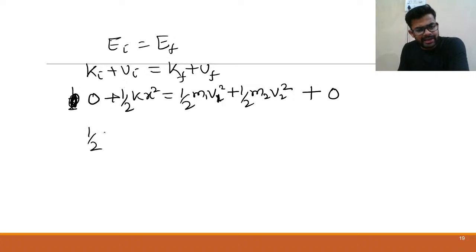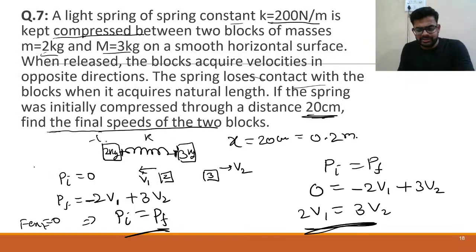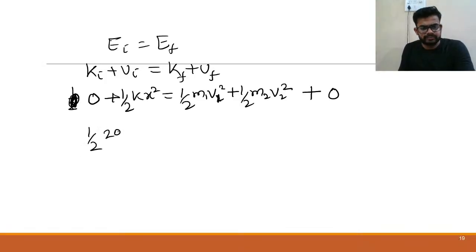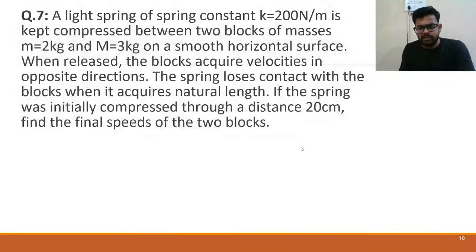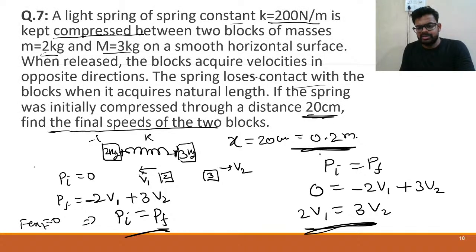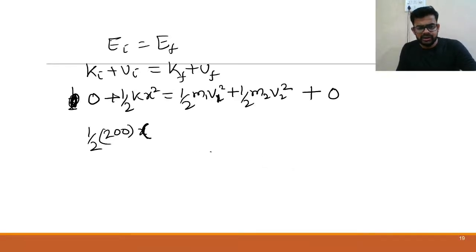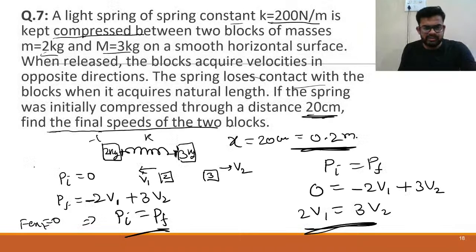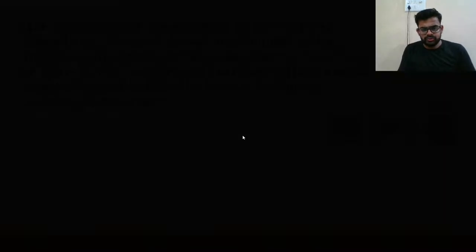Now let us put the values. The value of k is given in the question, that is 200, so let us write 200 into x square. The value of x is also given, that is 20 centimeter, means 0.2 meter, so I'm writing 0.2 square. That will be equal to half m1 and m2. The value of m1 is 2 and the value of m2 is 3.